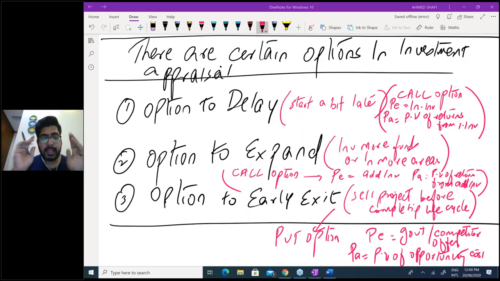Okay, and the third option is option to early exit. Sell to the government or a competitor, because sometimes the project's life was 5 years but it became a big hit, so you can sell it early. It's considered selling. Selling means put option. PE is the government offer or competitor offer, whoever is buying, and PA is the present value of opportunity cost, because once you take this option, you lose further money. It's opportunity cost. Okay.